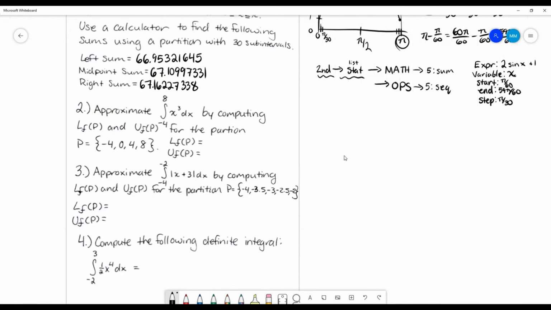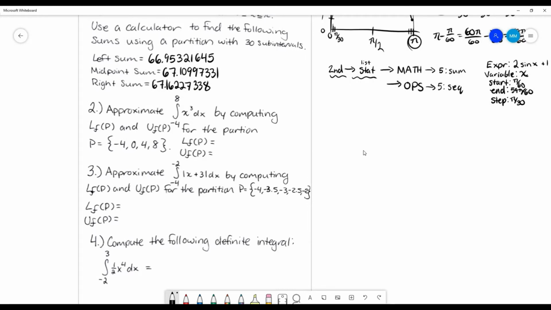Number 2 asks us to approximate this integral by computing the lower sum and the upper sum for this partition here. So obviously our x cubed, if I was to sketch that out, it's going to look something like this, right? I'm going to sketch that a little bit bigger so we can get a clearer picture. So then we'll say that this is 8, 4, negative 4.